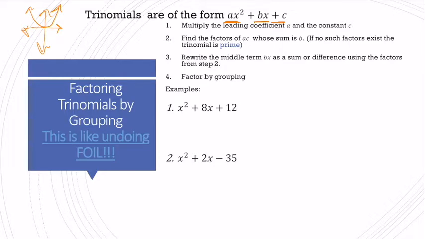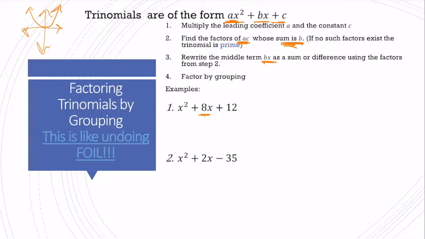And what we're going to do in order to factor these is we're going to need to pull this middle term apart, right? So that we'll have 4 terms and we can factor by grouping. So what we're going to do is we're going to find the factors of AC that add up to B. Then we're going to rewrite our middle term as the sum or difference of those 2 factors whose sum is B. And then we can factor by grouping.